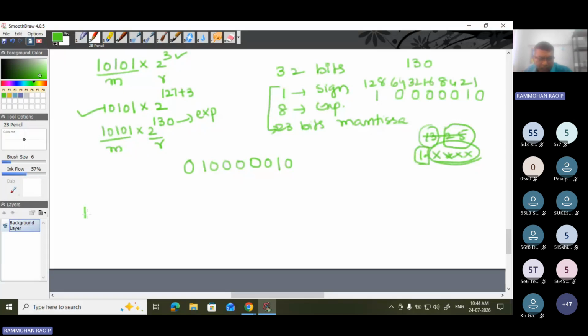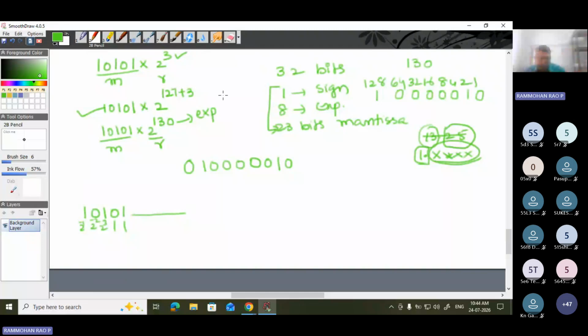Now, what will happen if it is 10101 like this? What are the weights of these positions? This is 2 power minus 1, 2 power minus 2, 2 power minus 3, minus 4, minus 5. If I add 18 zeros here, it will become 2 power minus 6, minus 7, minus 8, and continue up to 2 power minus 23. If I pad 18 zeros on the right side of 10101, it will not change the value.